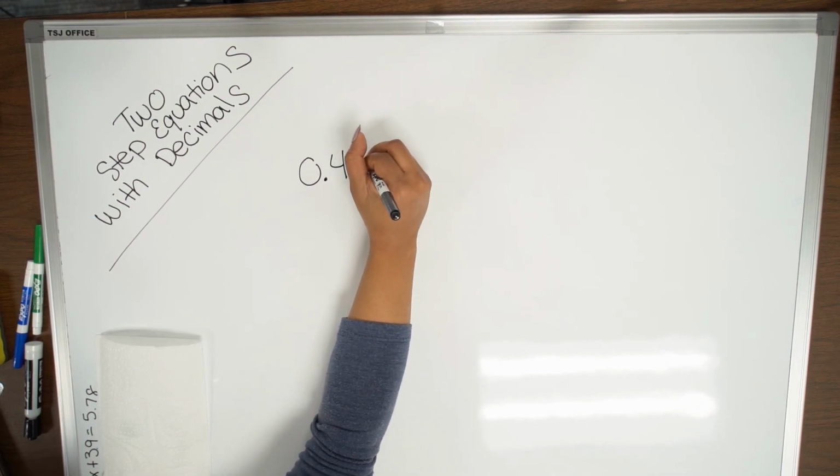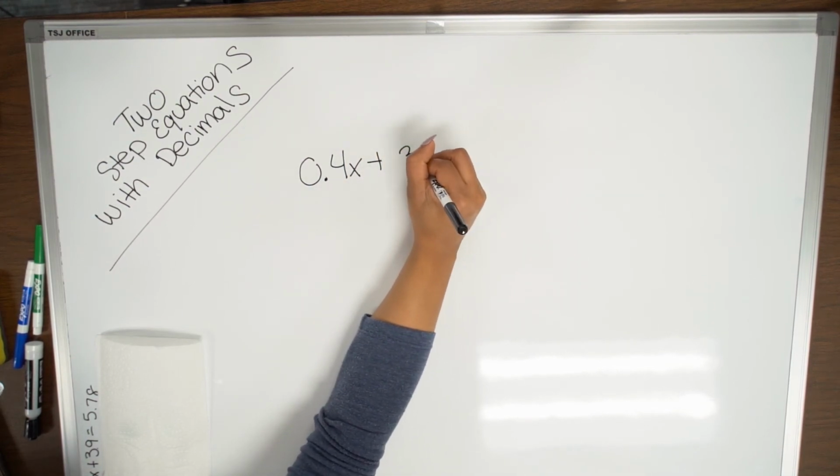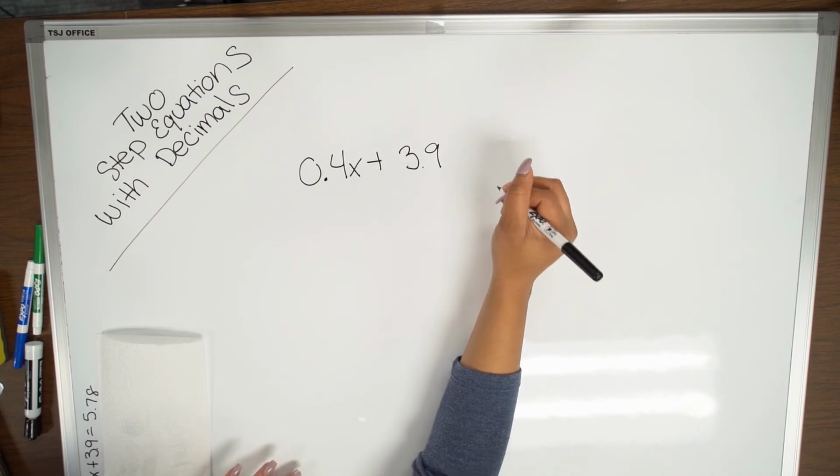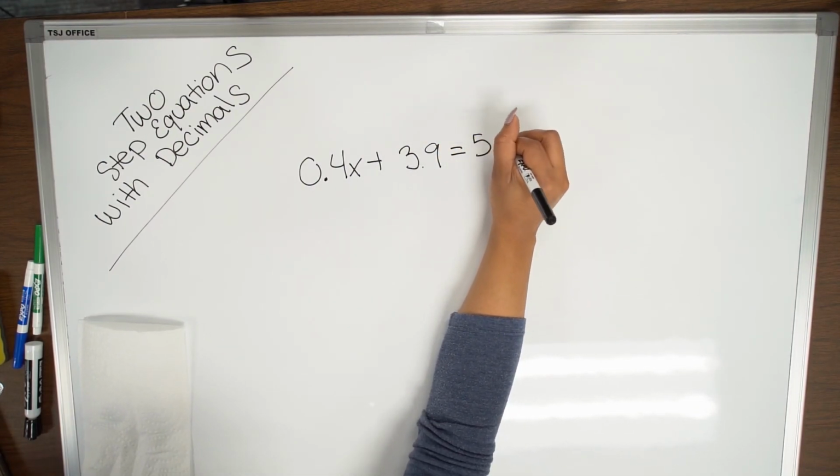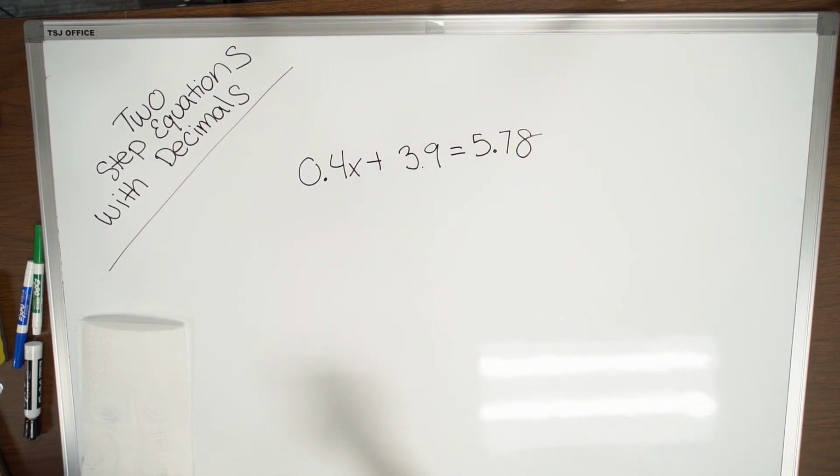0.4x plus 3.9 equals 5.78. I apologize if that is not straight. Okay. That is our first problem.